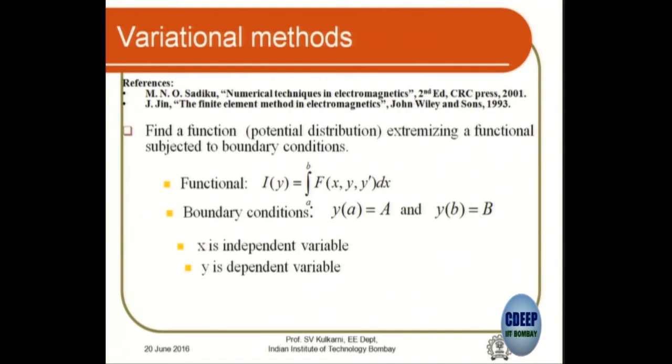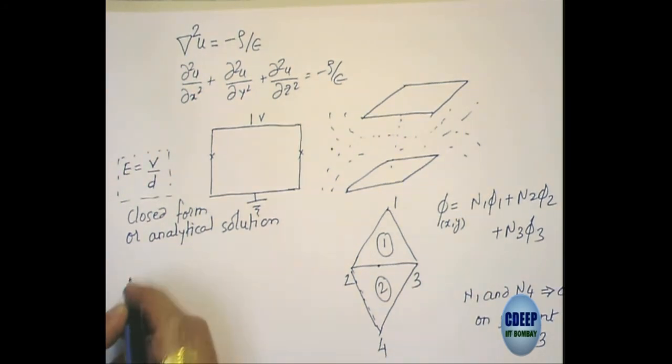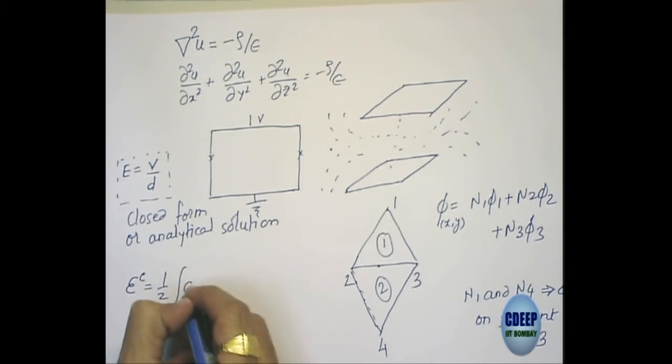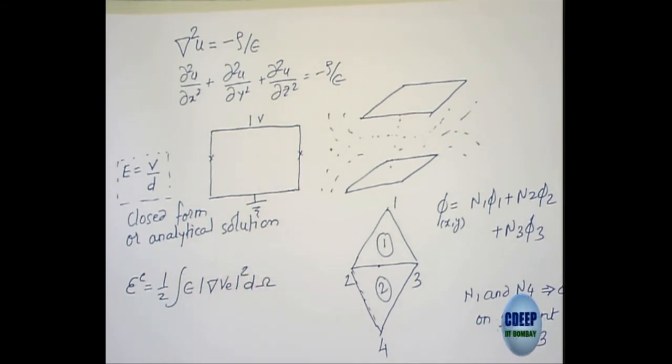Now always remember, when we say functional, what was the functional in our previous example? In this previous example, what was the functional? Yeah, 1/2 epsilon, very good. This was our functional because it is the energy of that element, and the summation over all elements is basically the total energy, right. So this is basically the functional.